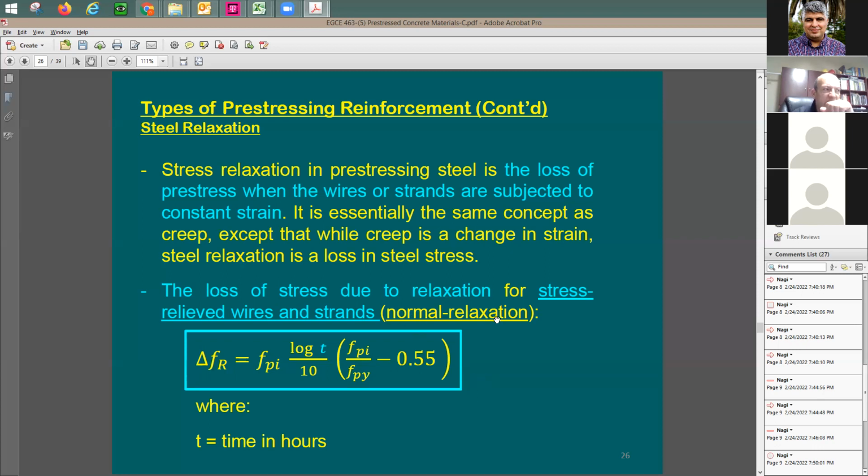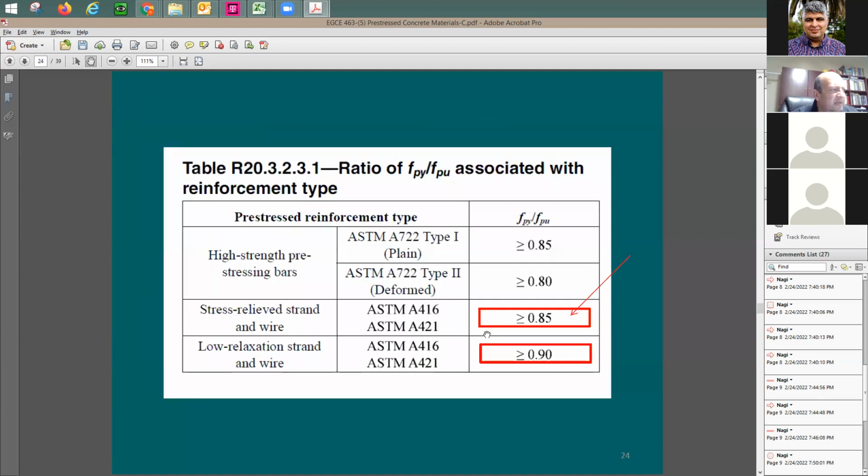So for the normal relaxation, which means the regular cables or the regular strands, it says delta sub FR is going to be equal to FPI multiplied by a term here. So okay, log T, where T is the time in hours, divided by 10, and then FPI divided by FPY minus 0.55. So FPI and FPY, I guess now I understand the importance of this FPI. Because the calculation of the losses is going to be based on the stress value that you put divided by the yield strength. Yield strength here is going to be an issue.